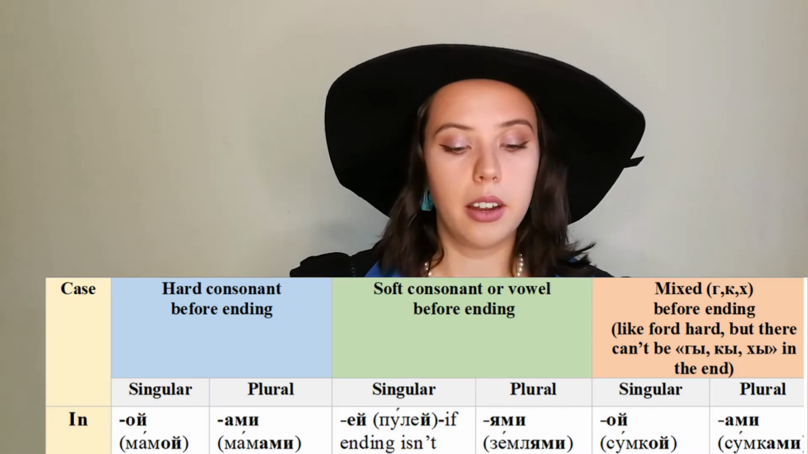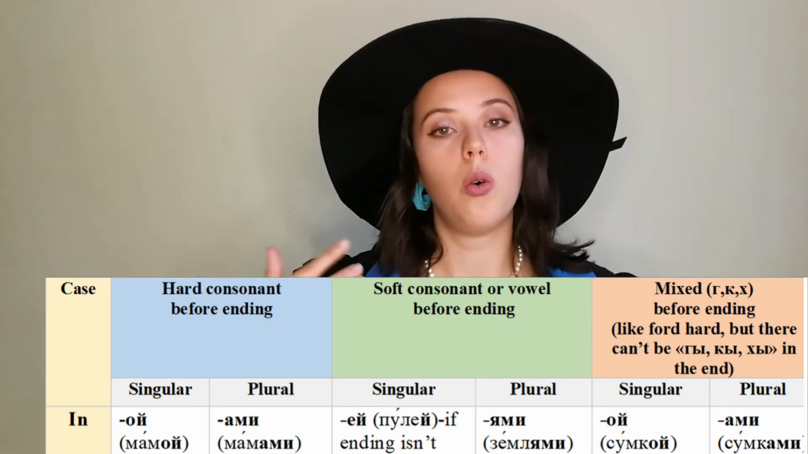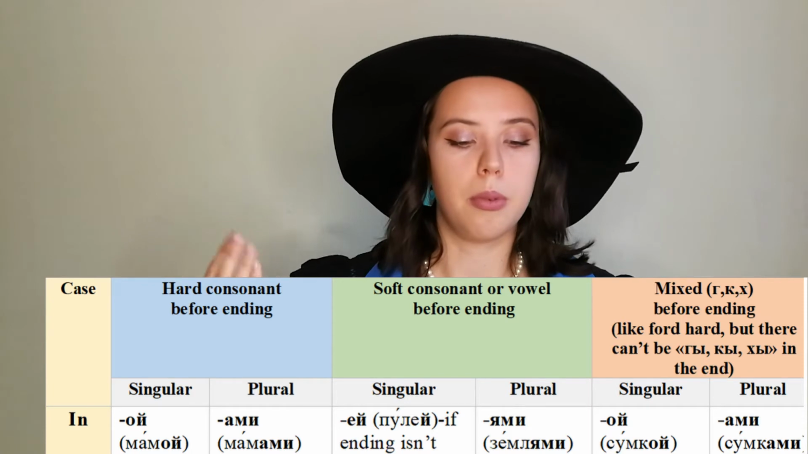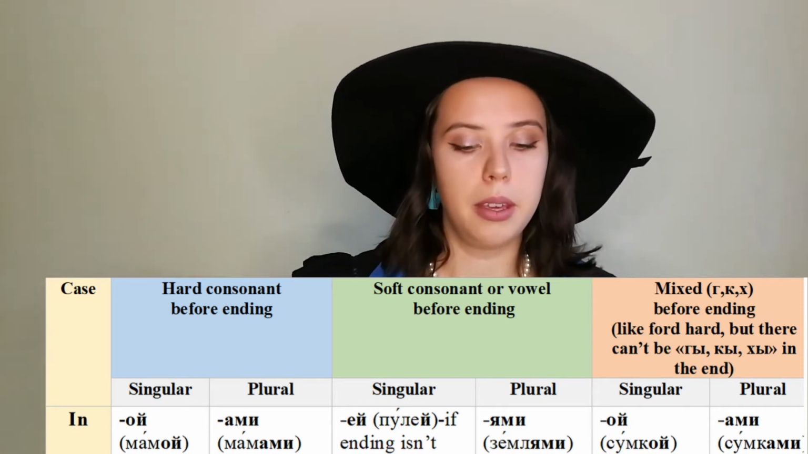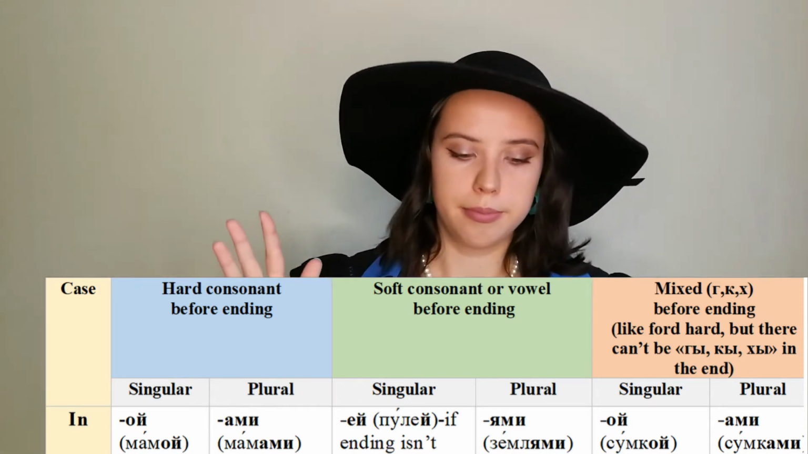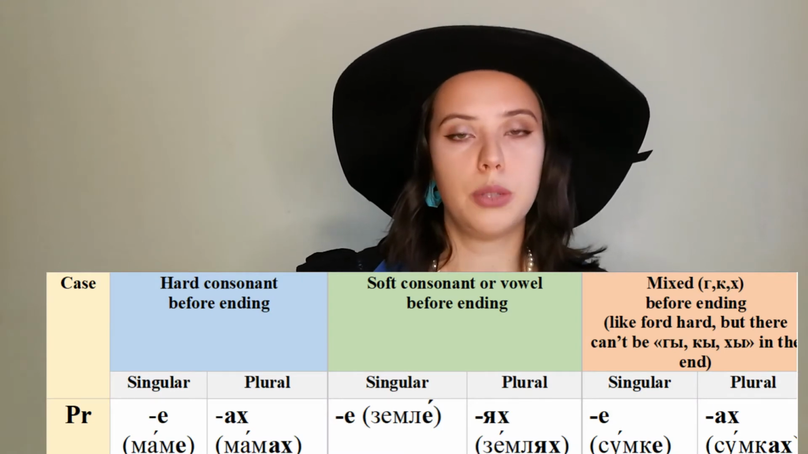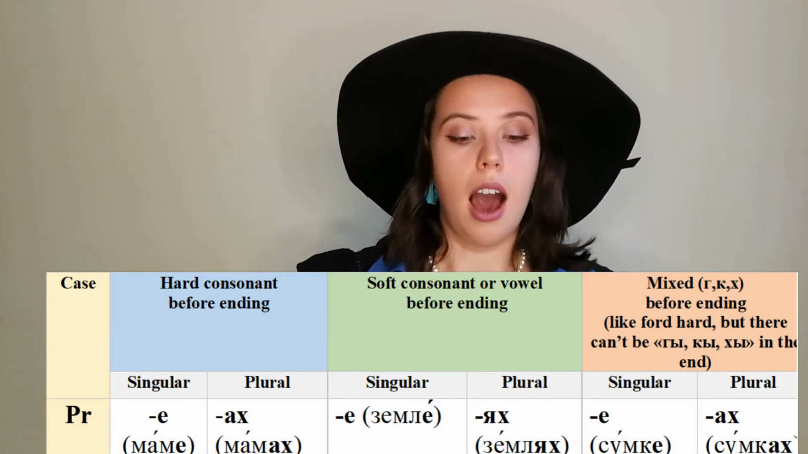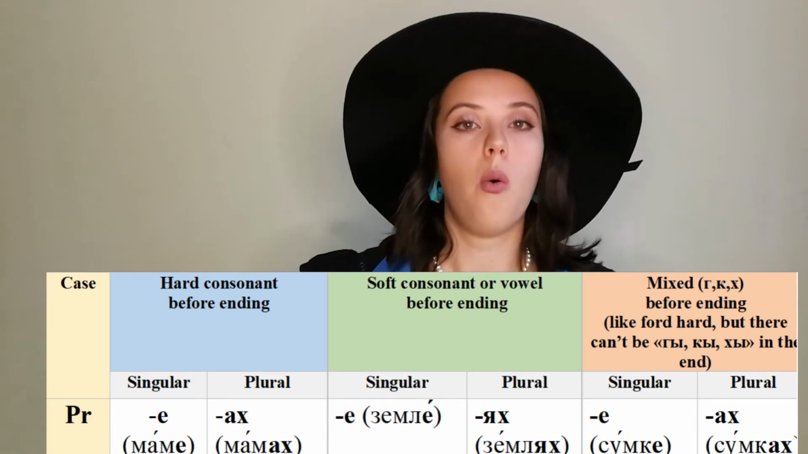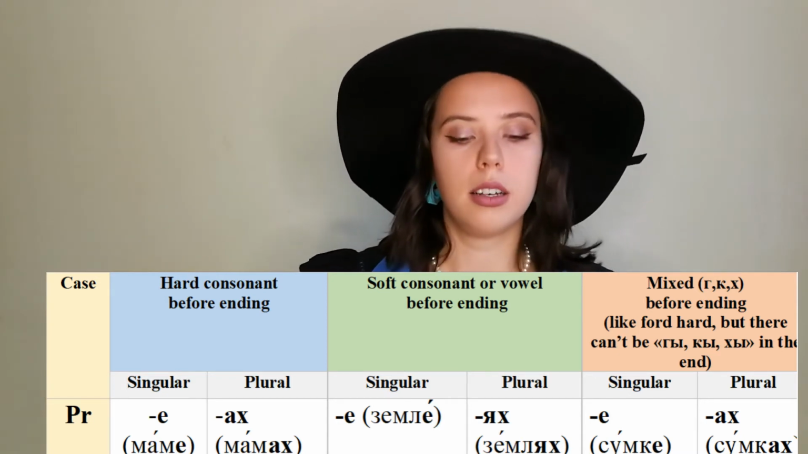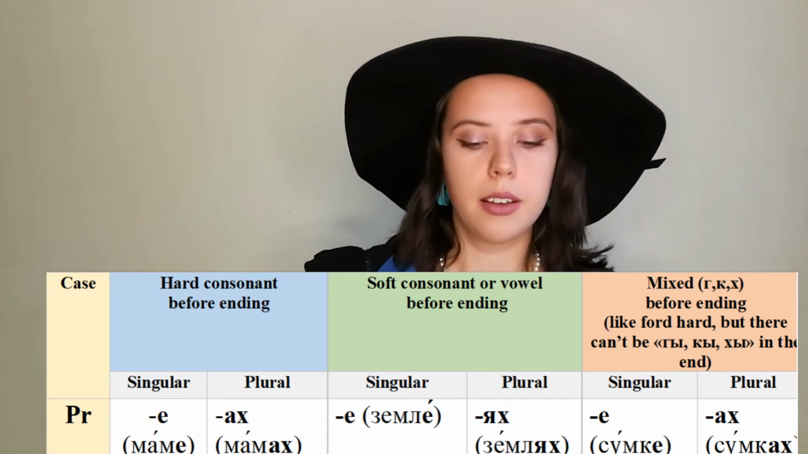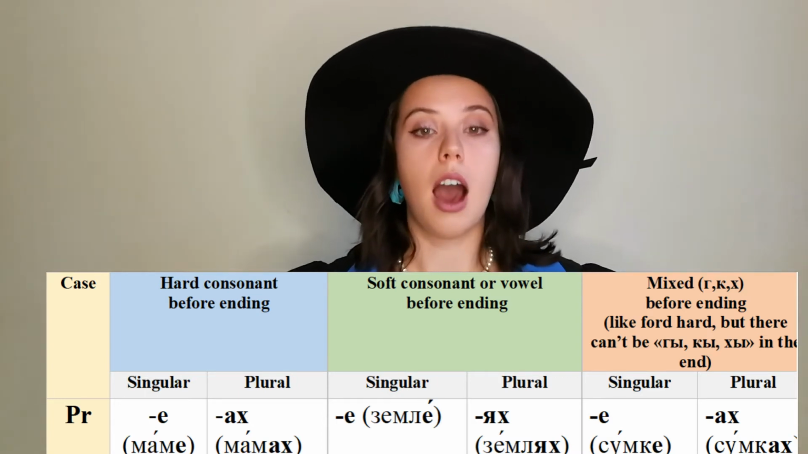Please remember this. Next is instrumental case, and here it will be ending ами or ями. So, for example, мамами, but землями, and once again, сумками. All right. And the last is prepositional case, предложный падеж, and there are endings ах, ях: о мамах, землях, and сумках.